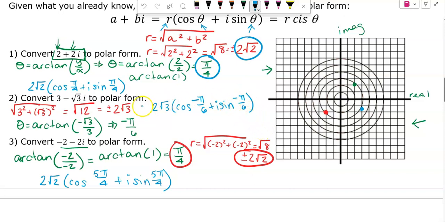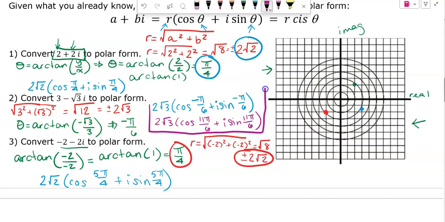Now, I know that there's a lot of different ways that I can do the same exact thing with these polar equations and polar coordinates and things like that. They can all be written as the same exact equation, just a different way. So I could also, instead of having negative pi over 6, I could do 2 square root 3 cosine. Well, what is negative pi over 6 coterminal with? It's coterminal with 11 pi over 6 plus i sine 11 pi over 6. So that's what I've got for that. Right here, I have the exact same equation, just written twice, just with a different angle measure.